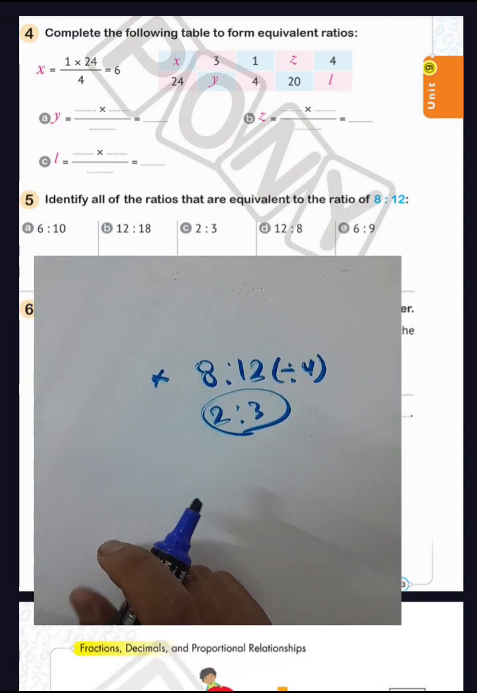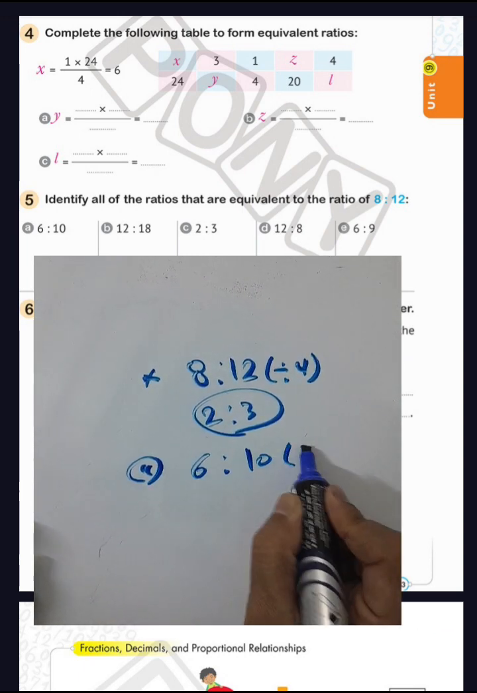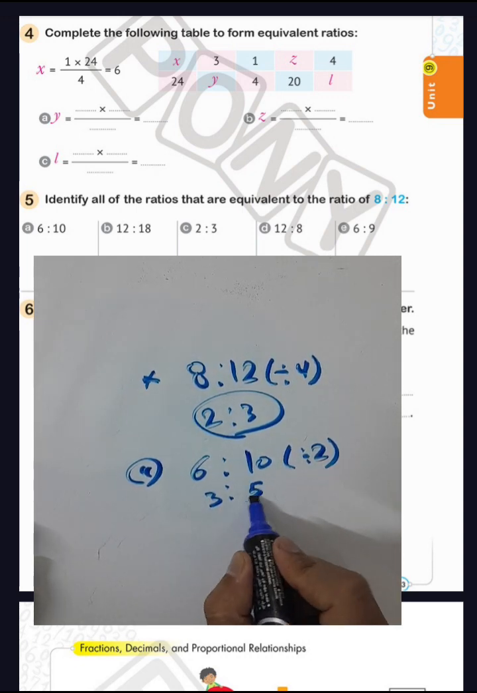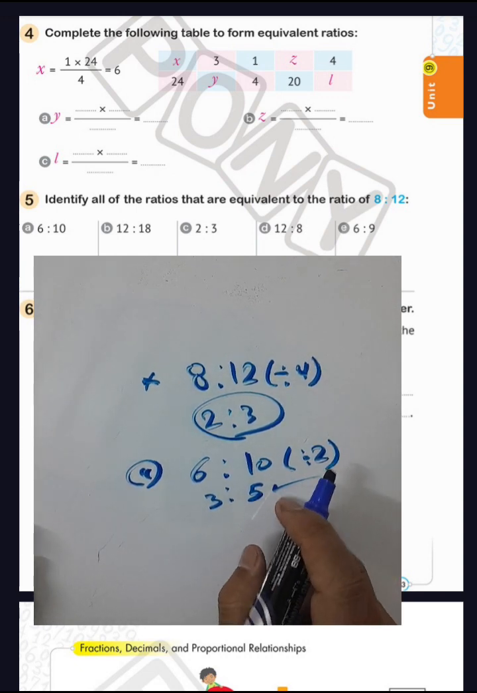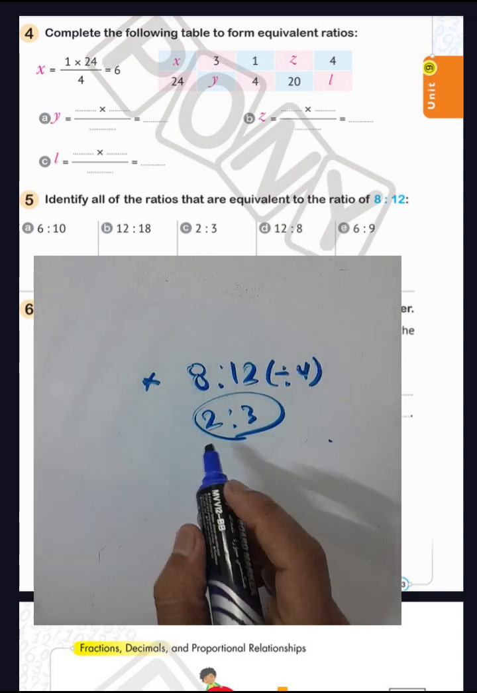Okay. First, question letter A, we have 6 to 10. We can simplify this by dividing by 2. 6 divided by 2 equals 3, and 10 divided by 2 equals 5. Then we have the ratio 3 to 5. Is it equivalent or not equivalent, because we have 2 and 3? It's not equivalent. Letter A is false.